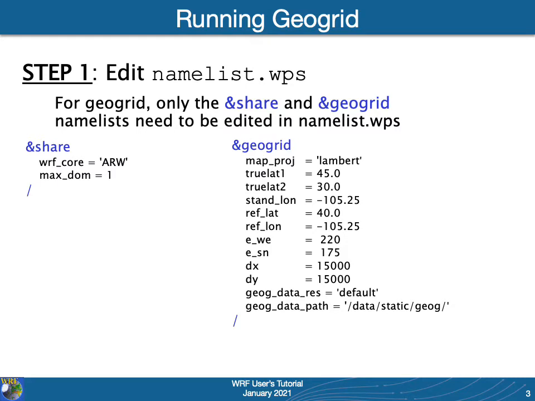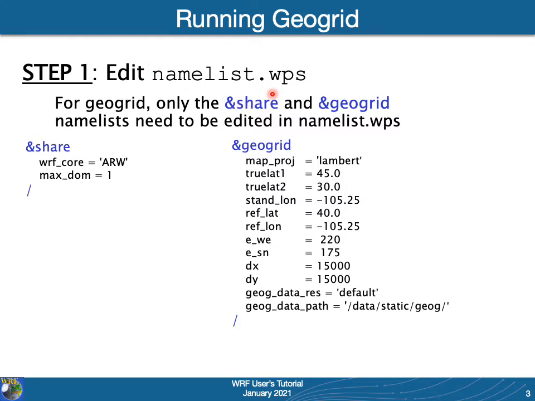So starting in with the Geogrid program, the first thing that we need to do when we set out to define our model domains using Geogrid is to edit a file called namelist.wps. This namelist.wps file is a Fortran namelist file, and it's a simple text file that you can open and edit with your favorite text editor.